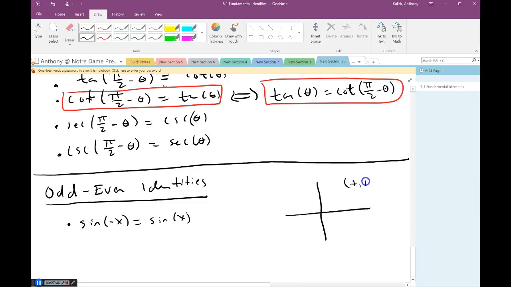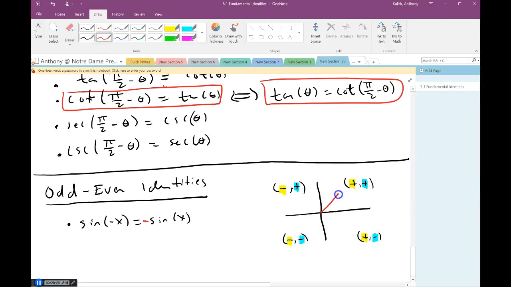So remember when we talked about where sine and cosine were positive and negative? We said stuff like this, that cosine is positive in the first quadrant, negative in the second, negative in the third, and positive in the fourth. And then sine is positive in the first, positive in the second, negative in the third and negative in the fourth, right?